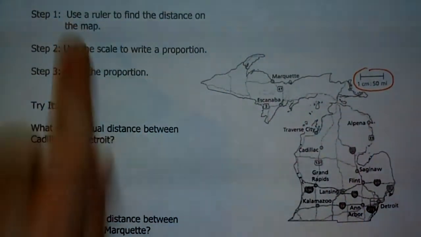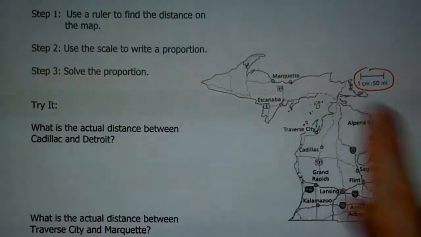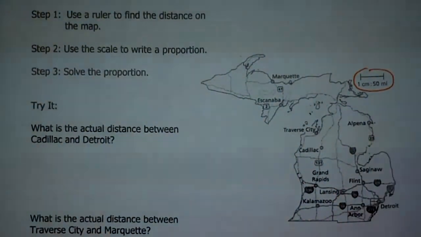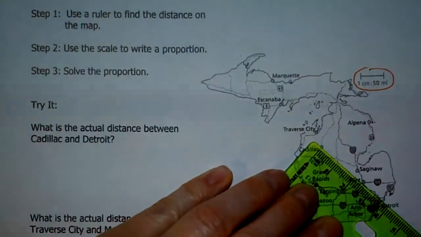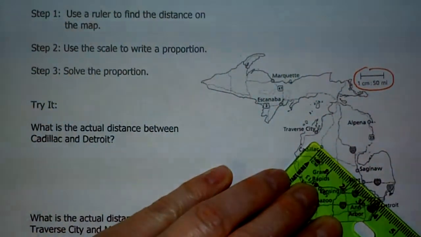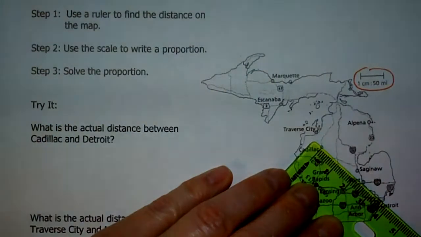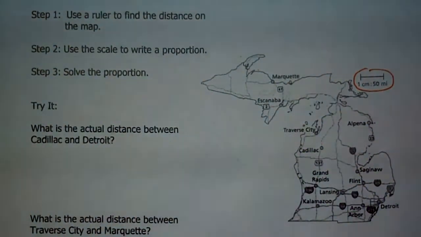Step 1 says use a ruler to find the distance on the map. Now do you see how it says 1 centimeter equals 50 miles? Please use the centimeter side of your ruler, because it doesn't say 1 inch is 50 miles, it says 1 centimeter. So from Cadillac to Detroit, you do your measurement, I'll do my measurement. Alright, it looks to me like 3.5. So that's my step 1, I did that.